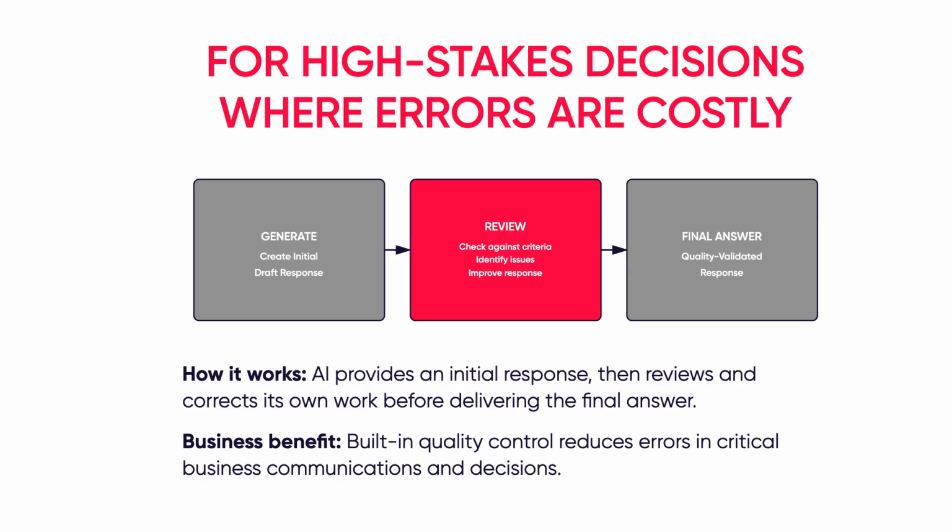Self-correction is for high-stakes decisions where errors are costly. The diagram shows how it works. The AI generates an initial response, then switches into review mode against specific criteria you define, identifies potential issues or improvements, and delivers a corrected final version. It's a 2-pass system: draft and refine.